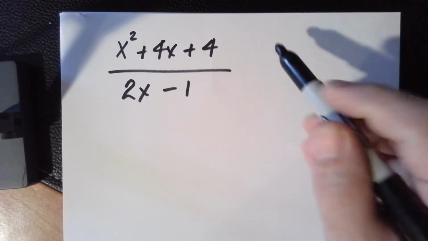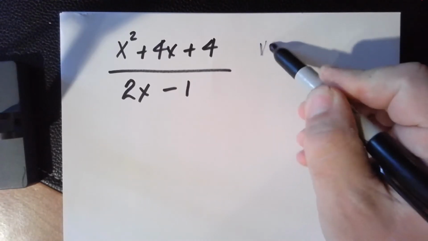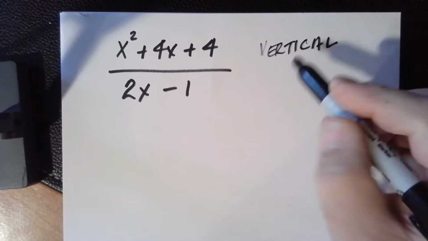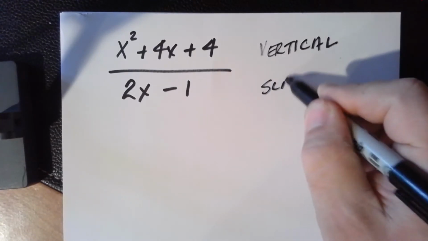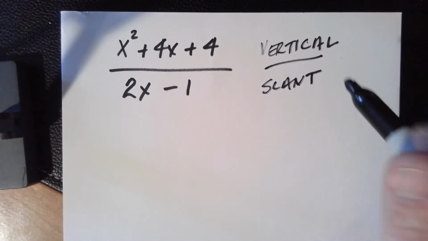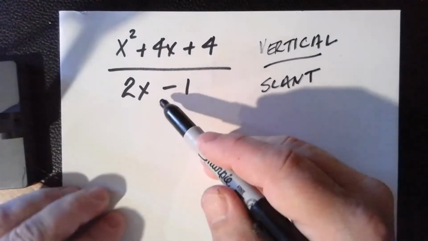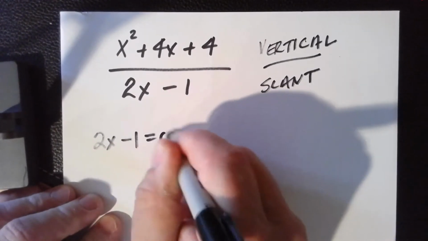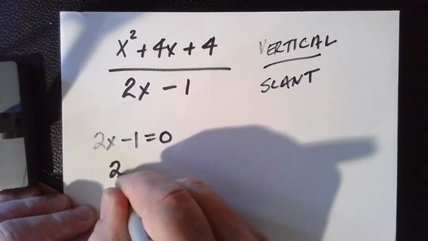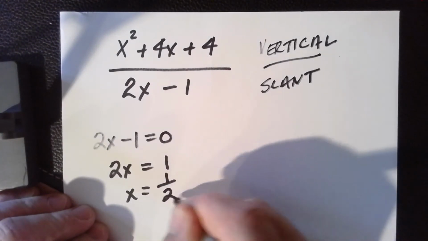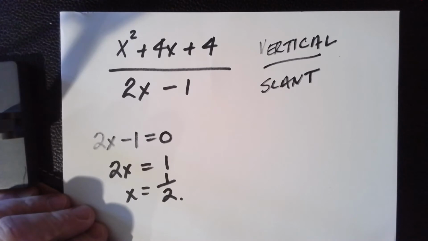You have what's called a vertical one, and a slant, or sometimes what some books refer to as an oblique. Well, let's get the vertical one first. The vertical one is when I set the bottom equal to 0 and solve. So I have a vertical asymptote at 1/2.